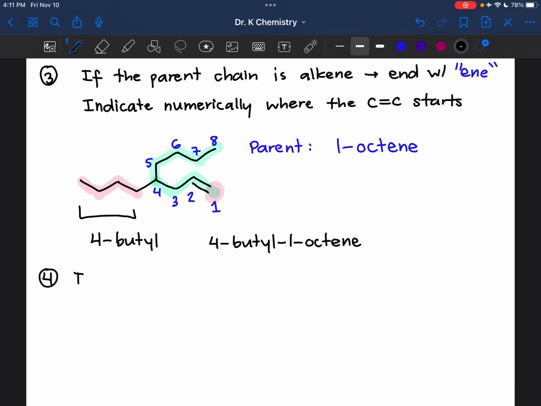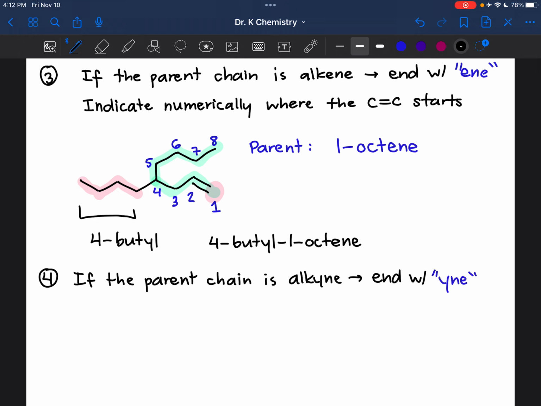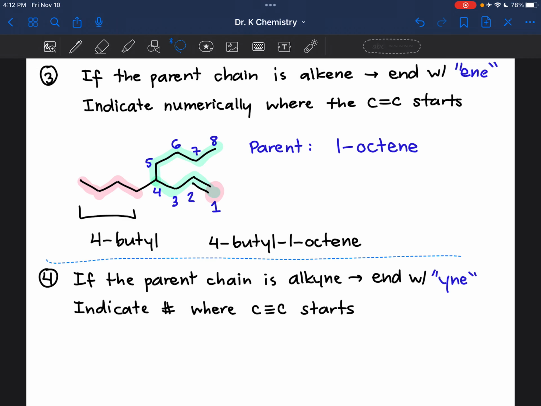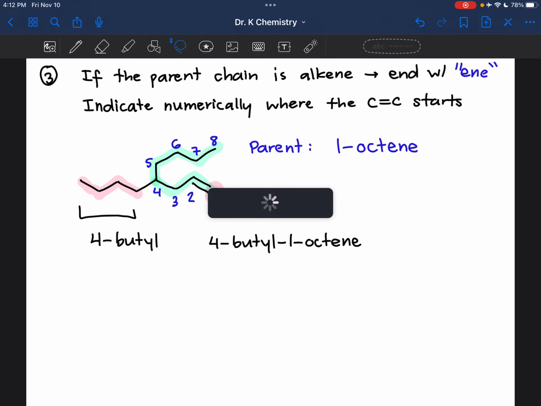Now, if the parent chain is an alkyne, then we will end with -yne to indicate that it's an alkyne. And same sort of thing that we saw with the alkene, we're going to indicate the number where the triple bond starts. And other than that, same sort of rules that we've been looking at. So I'll just copy this to the next page. I need a bit more space here.